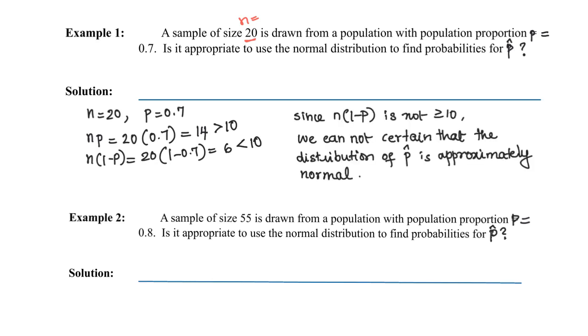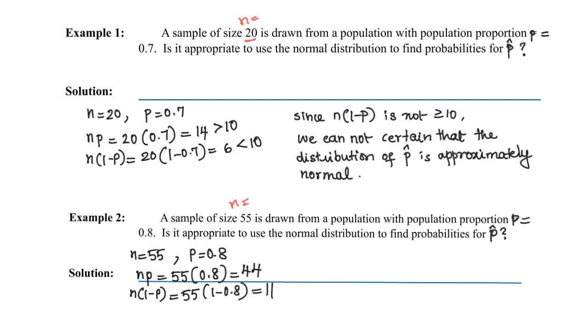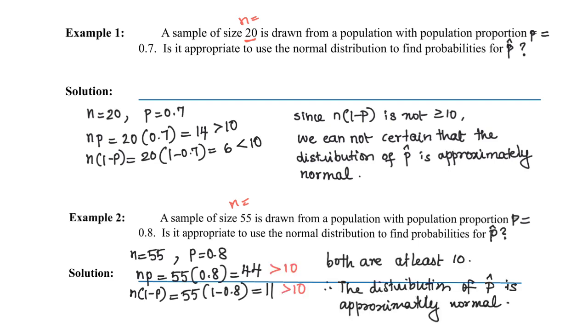Now look at another example. A sample of size N equals 55 is drawn from a population with population proportion 0.8. Is it appropriate to use the normal distribution? So calculate NP and N times 1 minus P. We can see that both are greater than 10. So the distribution of P cap is approximately normal. So it is appropriate to use a normal distribution to find the probabilities for P cap.